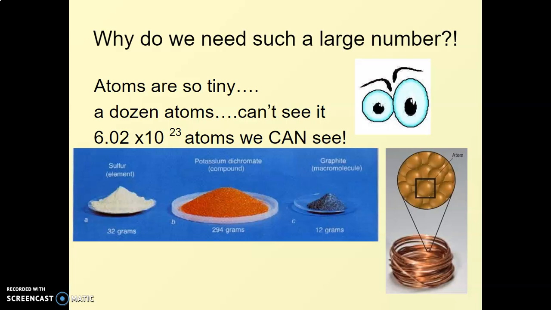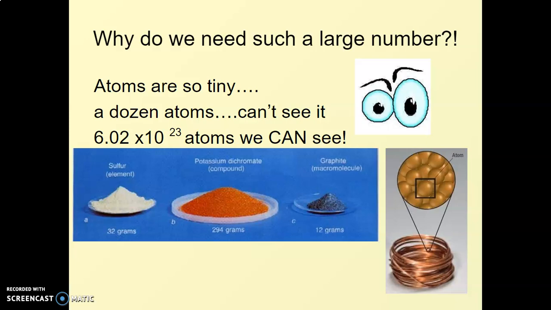And in chemistry, we usually use moles to talk about atoms and molecules. That's why we need such a large number, because atoms and molecules we know are such tiny things, we can't even see them with our bare eyes. But 6.02 times 10 to the 23rd atoms, a mole of atoms, we can see. That's large enough that we can see it sitting on a table, making it a lot more useful for us to use and talk about.